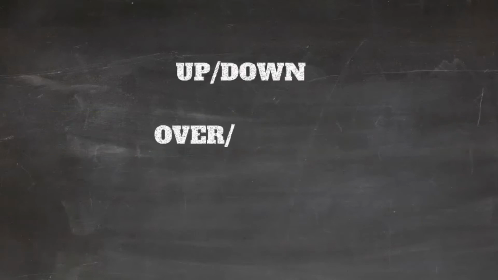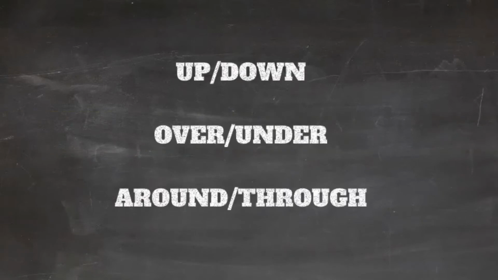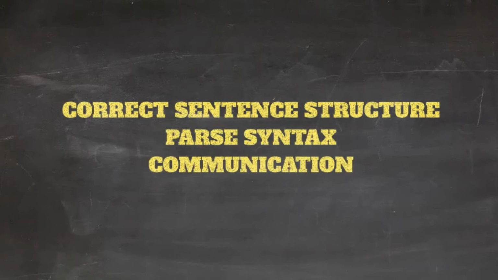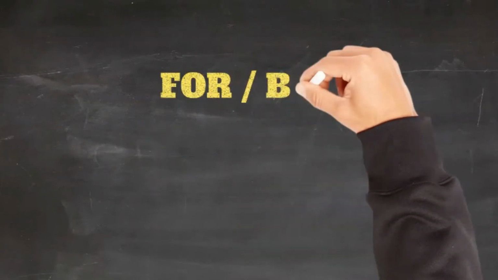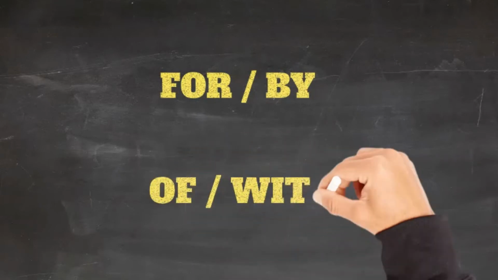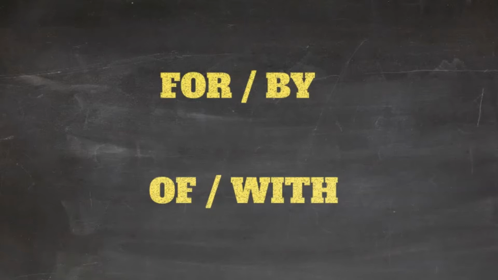For example, up, down, over, under, around and through. With this construct, it is very simple. Only two sets of prepositions are ever used. The prepositions for, and, by, and the prepositions of, and, with. Very simple.